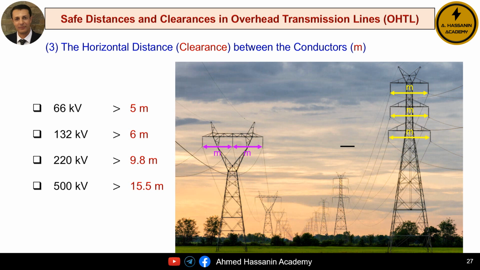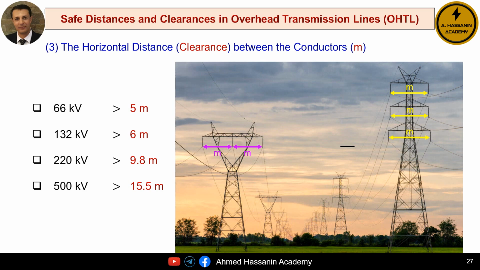In the case of an overhead line with a voltage level of 66 kilovolts, the minimum horizontal distance or minimum horizontal clearance between the conductors or between the phases must not be less than 5 meters. In the case of an overhead line with a voltage level of 132 kilovolts, the horizontal distance between the phases must not be less than 6 meters.